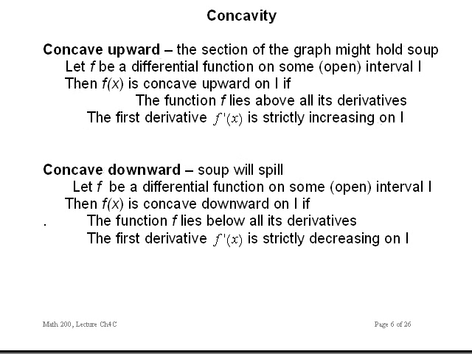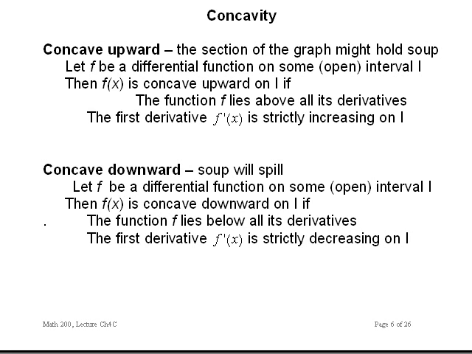Now the second property that we're going to look at for functions with regard to intervals is concavity. If it's concave upward, then that section of the graph would hold soup. If it's concave downward, then soup will spill out of it. Those are precise definitions for you. You can look at this in terms of the function and the first derivative, such as that the function always lies below its first derivative and all that kind of thing. But how are you going to apply that? You're not going to apply it. You're pretty much going to eyeball the graph.